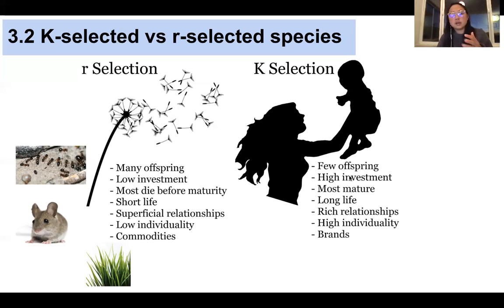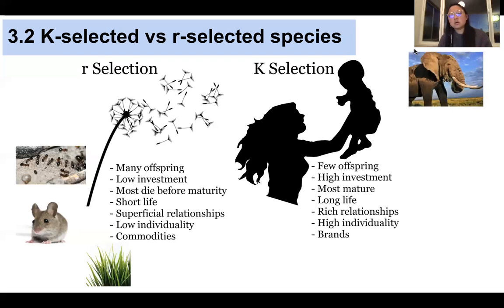Another aspect of K-selected species that you should know is that most K-selected offspring that are born have a really high chance of reaching maturity, which is reaching adulthood, right? And that's how humans are. They also have a long life. And then rich relationships, I think rich is a funny word to use. Rich relationships means they mate with only a couple of different organisms in their lifetime, so their investment in their mates is a little bit higher.